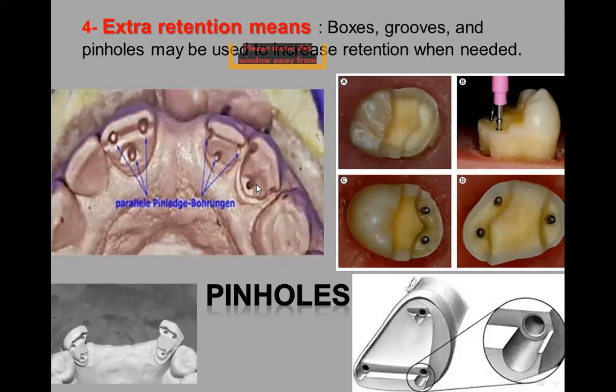So here the retention will be little because we have no full crown preparation. How do they increase the retention? By doing pinholes in the lingual surface to increase the retention. So for any reason which needs more retention, we can use these extra retentive means.